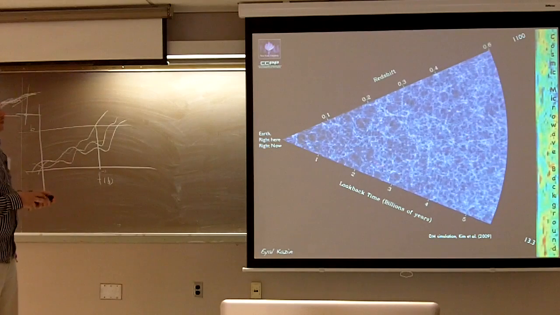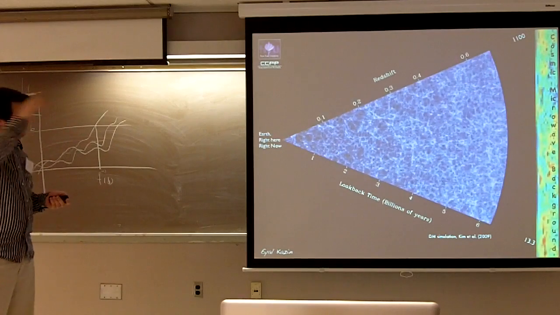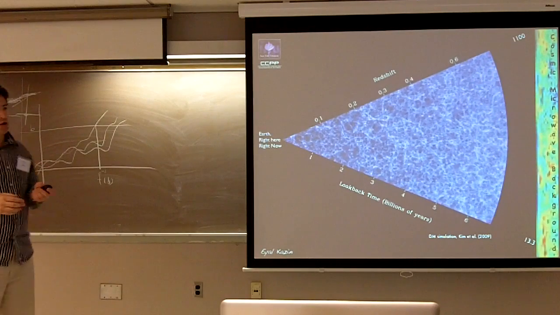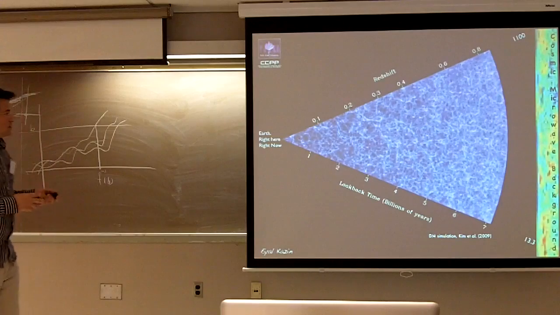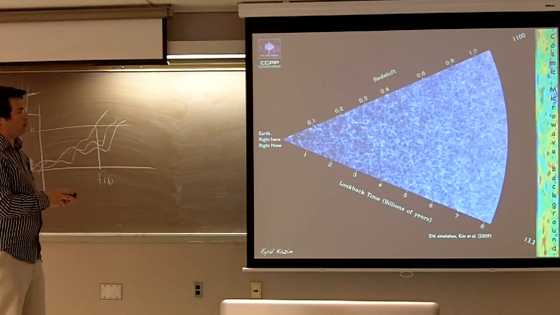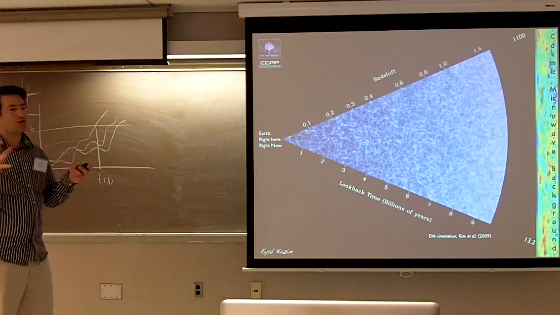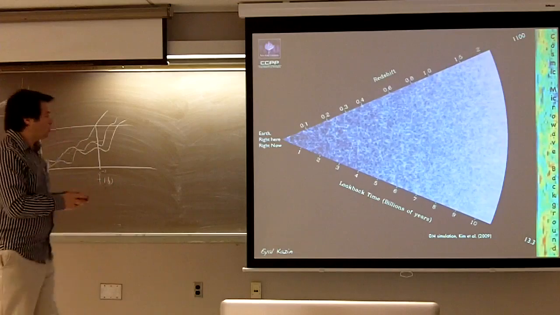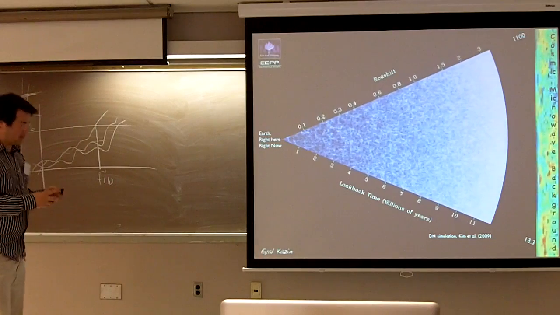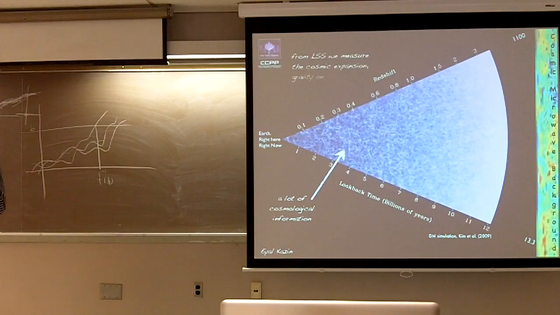So in this movie over here, time is not evolving, but rather we're zooming in and now zooming out of a simulated light cone slice of the universe. This is a simulation of how we think dark matter is distributed. So you see at large look-back times, there's very little structure, and due to gravity, it builds up to the present day where the observer is. And so there's a lot of cosmological information within the distribution of matter.